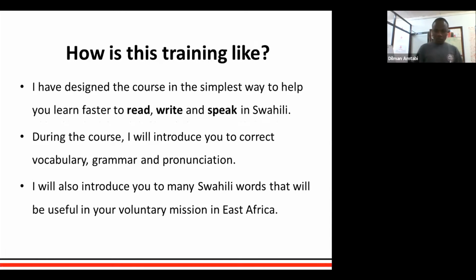During the course, I'll introduce to you correct vocabulary, grammar, and pronunciation. And in addition to this, I will introduce to you many Swahili words that will be useful in your voluntary mission in East Africa, especially because the collaboration between SVI and CIDS is for volunteers. So we organize volunteer missions in Kenya.